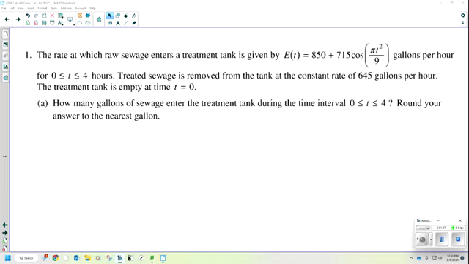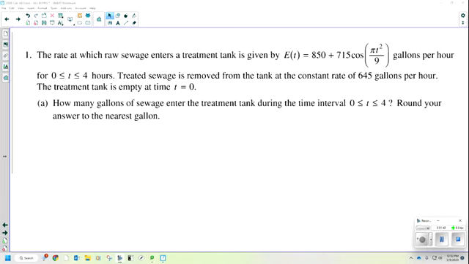Number 1 reads, the rate at which raw sewage enters a treatment tank is given by E of t equals 850 plus 715 cosine of pi t squared over 9 gallons per hour. All right, that is a rate. For the values of t between 0 and 4 inclusive, treated sewage is removed from the tank at a constant rate of 645 gallons per hour. The treatment tank is empty at time 0. All right, a lot of information.